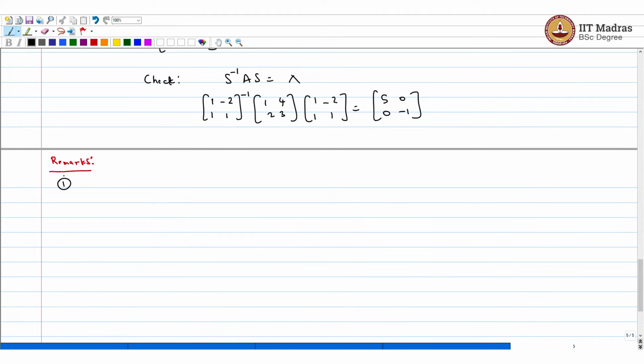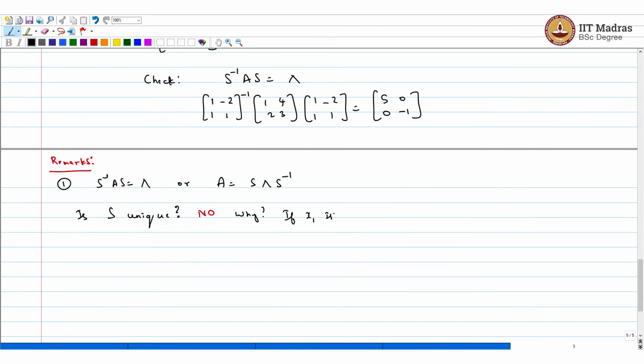Remark number 1. S inverse A S equals this, or A is S lambda S inverse, one and the same. The question now is, is S unique for a given matrix A? Think about this. The answer is no. Why?